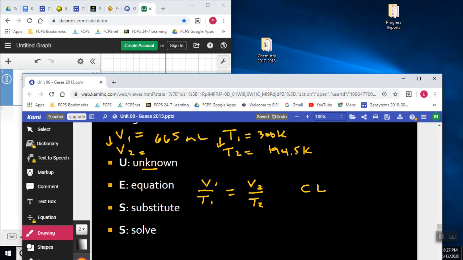Now you just substitute what you've got. My initial volume was 665. My initial temperature was 300 kelvins. I'm going to leave off the units because I'm doing algebra here. And now I don't know the second volume, but I do know the temperature. My new temperature was 194.5. Okay, so notice I have both the volumes together and I have the temperatures together.